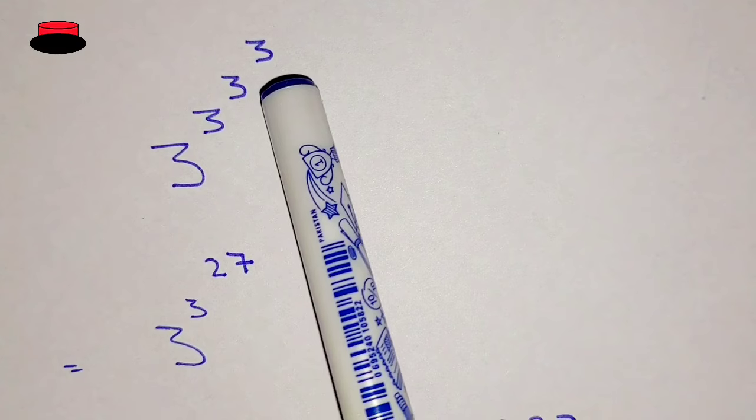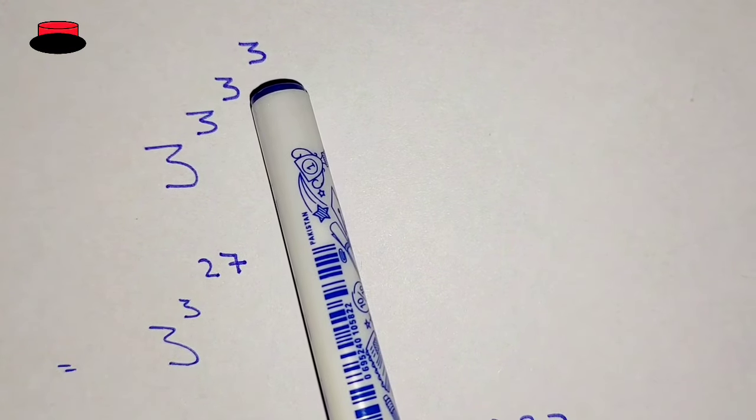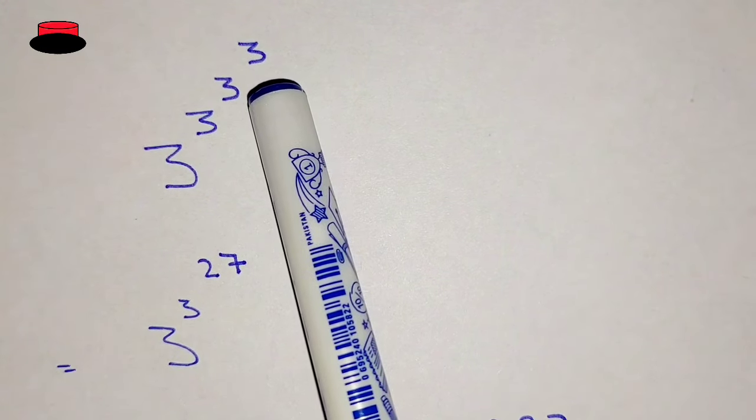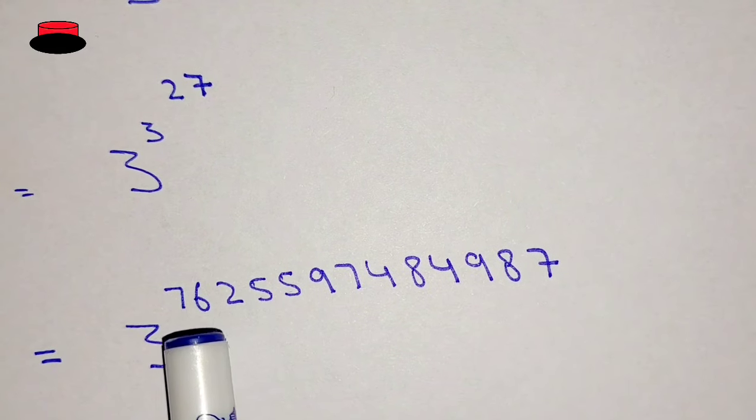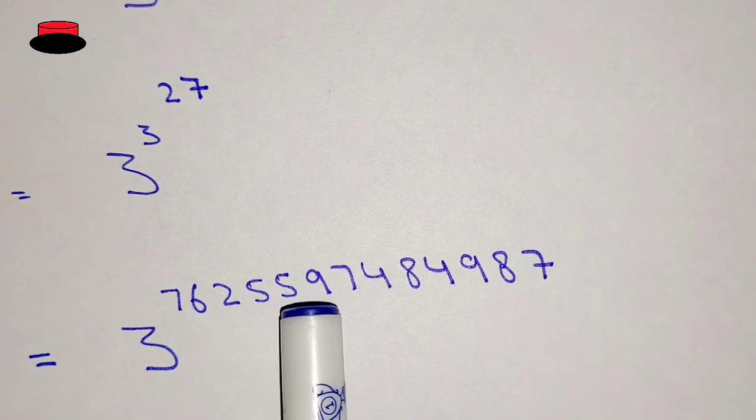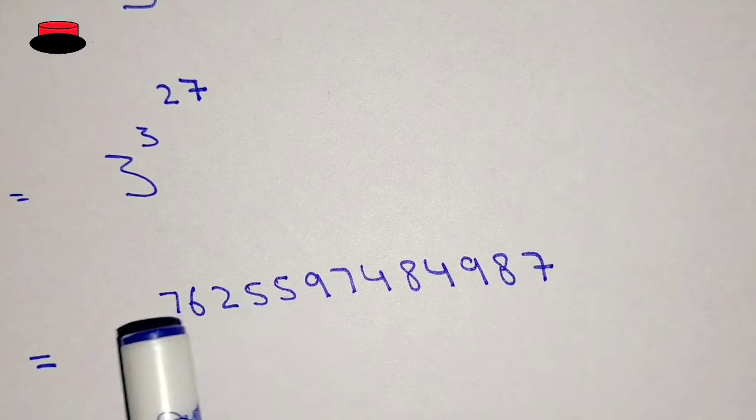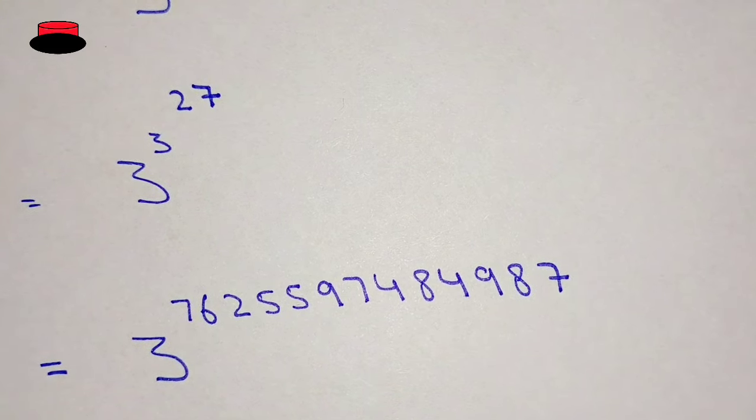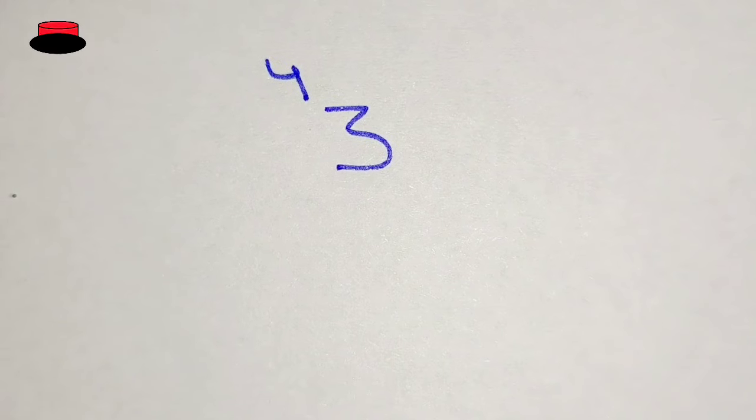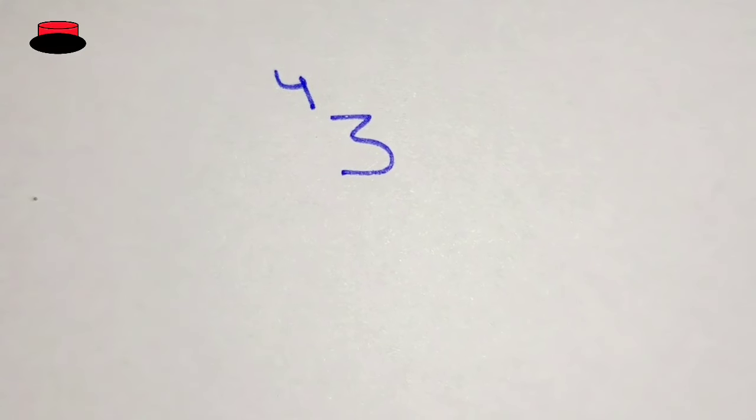We know that 3 power 3 is 27, because 3 times 3 is 9, 9 times 3 is 27. So 3 power 27, that is going to be a very large number. 3 power 27 is 7,625,597,484,987. And 3 power this number is going to be a very, very large number. It cannot be written on this paper. Therefore, between 3 power 4 and this number, there is a huge difference.